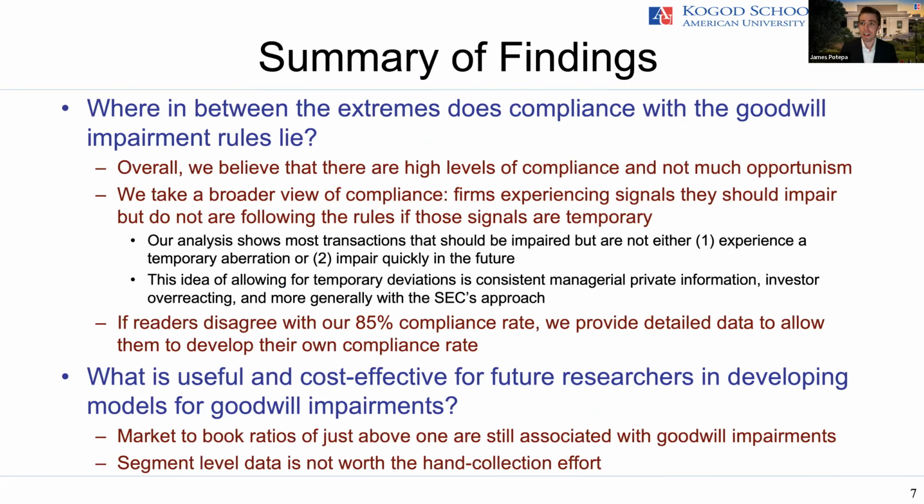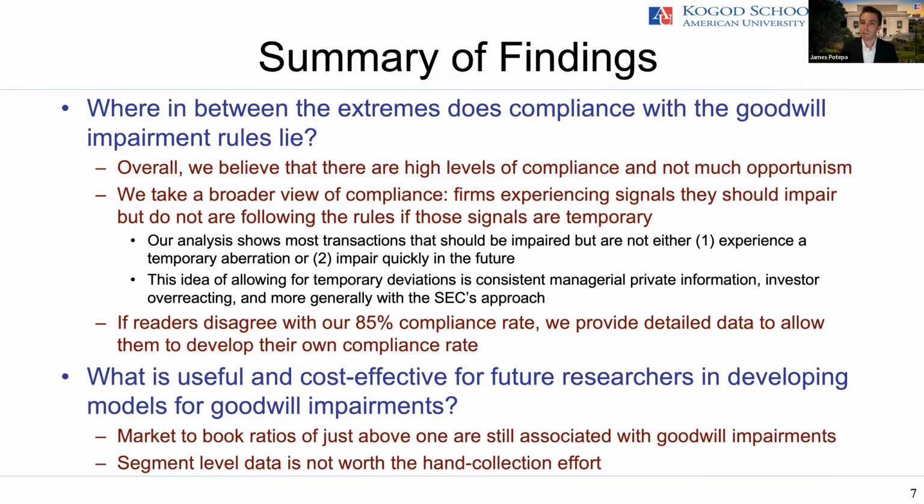So a summary of our findings, I realize there's a lot on this slide. After this, please feel free to ask questions. So the summary of findings, we're looking at where in between the extremes compliance with goodwill impairment rules lies. Overall, we believe there are high levels of compliance, and we don't find particularly much opportunism. Admittedly, we do take a somewhat broader view of compliance than some might agree with.